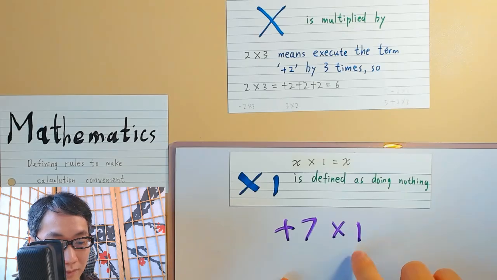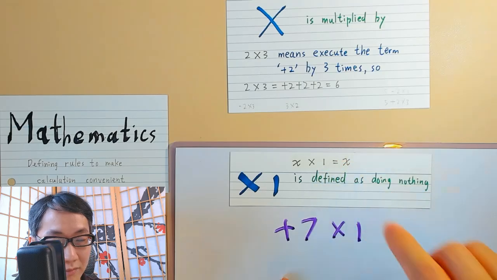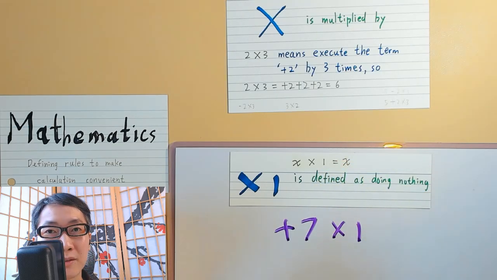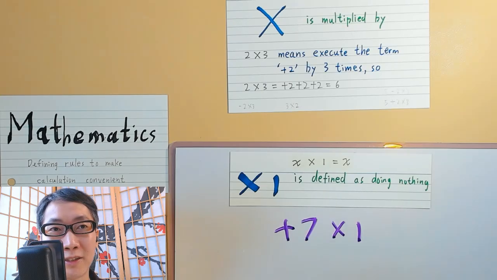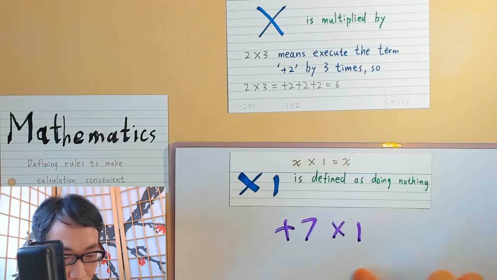So if x is an unknown, then x multiplied by 1 is still x. It's still doing it 1 time. It's because by default each term is executed for 1 time. Although it's not wrong to write it multiplied by 1, and sometimes it's actually necessary, it's good to know that multiplying by 1 does not change the term.